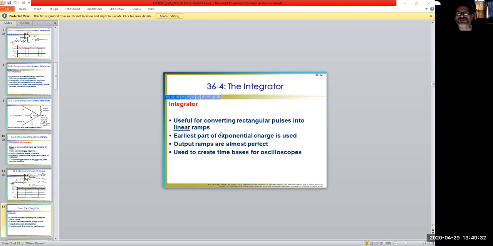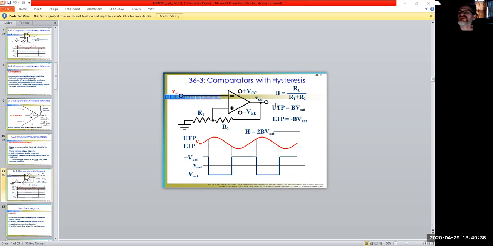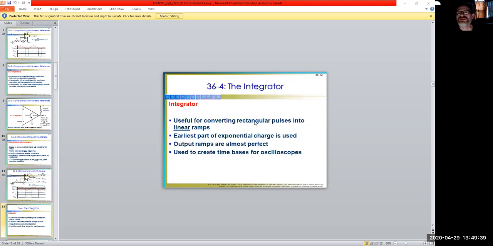So we could do different things with these, and these are all comparator models. And now we start looking at something called the integrator.